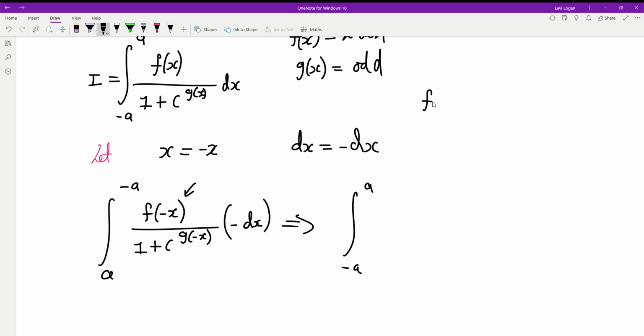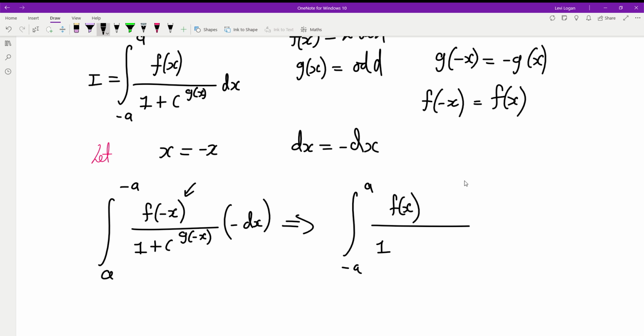If f is an even function, that means f of -x is the same as f of x, so we can rewrite that as f of x up here. And since g of x is an odd function, g of -x is -g of x, so we substitute that in as well. So we have 1 over 1 plus c to the power of -g of x dx. All I did was flip the bounds, and it cancelled this negative out, because the bounds can flip around and then you put a negative sign at the front.